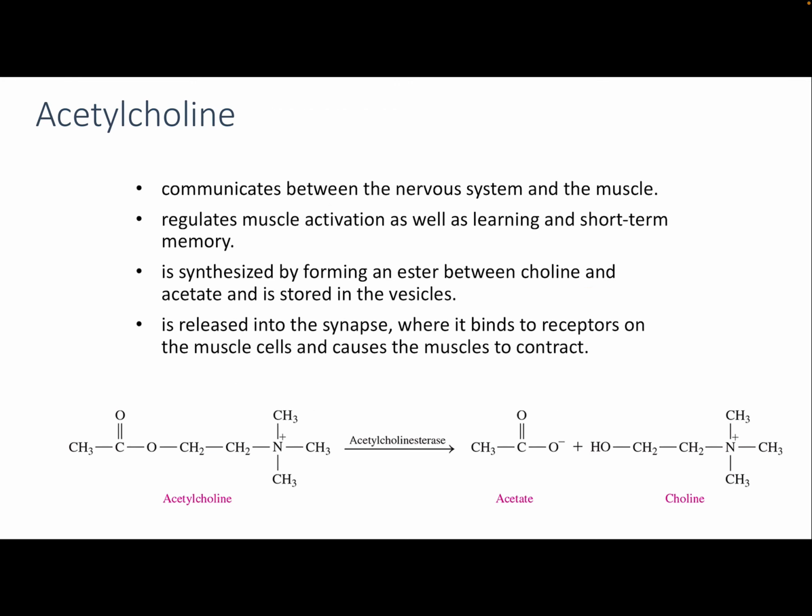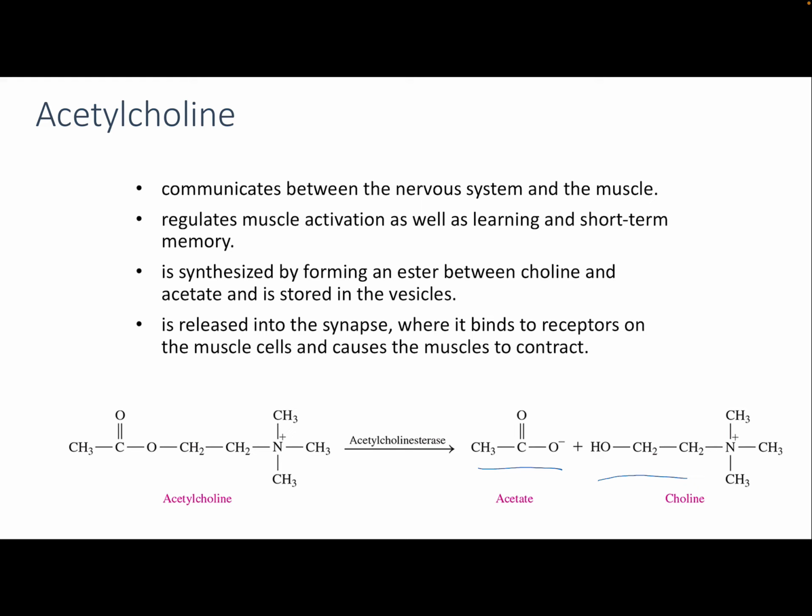So acetylcholine first. Acetylcholine is good for communication between the nerve system and muscles. It regulates muscle activity and activation, as well as has memory implications. It's synthesized by an ester bond that forms between choline and acetate. So acetylcholine comes from the acetate ion and this choline molecule here. So this is an ester, not an amide, but it is an amine because it has a nitrogen inside it.